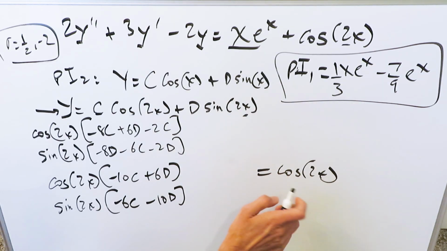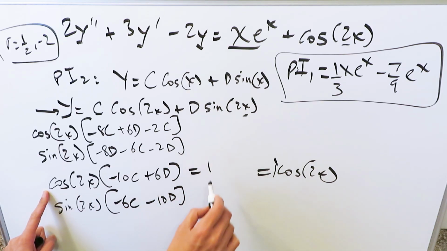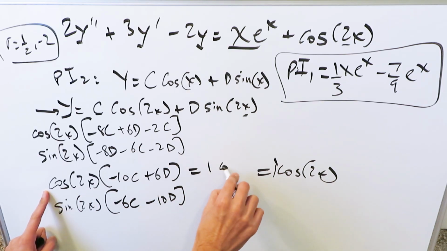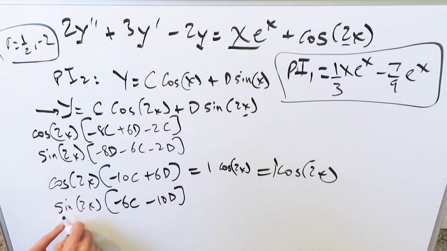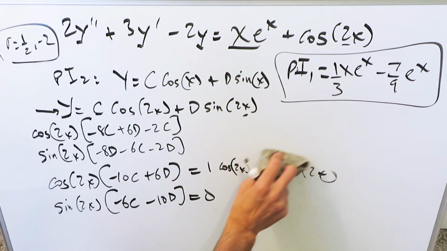I have a cosine 2x term. The coefficient over here is equal to 1. This cosine 2x term is equal to 1 cosine 2x. There's no corresponding sine 2x term. There isn't any here, so you can make it equal to 0. Now we have our systems of linear equations.